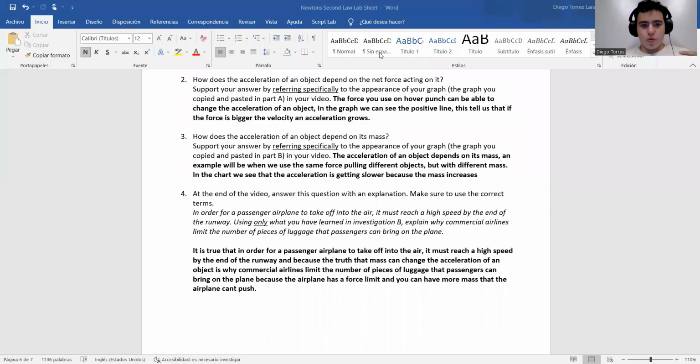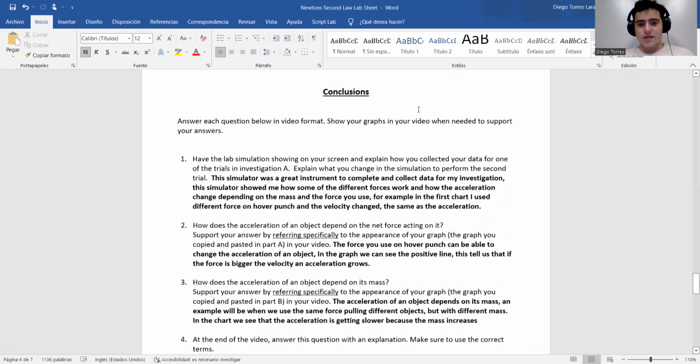Then we continue with part B with these two other questions. The third one says, how does the acceleration of an object depend on its mass? The acceleration of an object depends on its mass. An example is when we use the same force pulling different objects with different mass. In the chart, we can see the acceleration is getting slower because the mass increases.